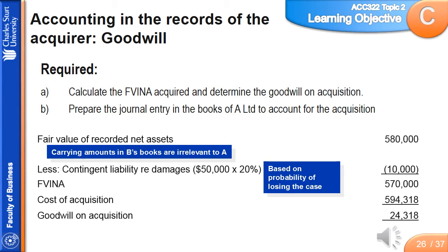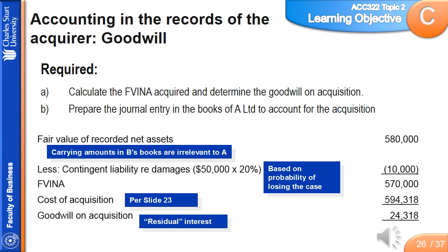And now we compare that amount against the cost of the acquisition, so the consideration, and that was calculated previously on slide 23, and after deducting that, we're left with a goodwill on acquisition of $24,318.